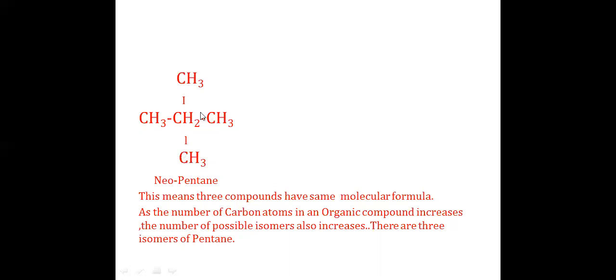This type of isomer, in which the carbon is surrounded by four other carbon atoms, has no hydrogen atom there because carbon is already making four bonds. This is only carbon, attached with four carbons at the side. This type of isomer is called neopentane. This means that three compounds have the same molecular formula. As the number of carbon atoms in an organic compound increases, the number of possible isomers also increases. So there are three isomers of pentane.